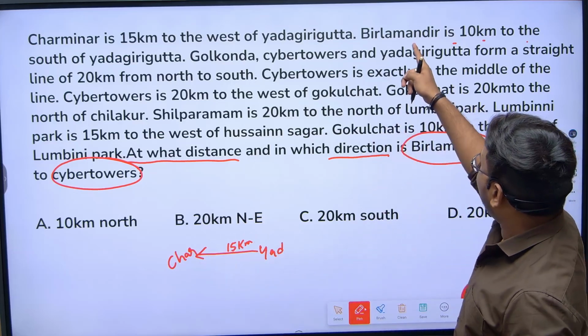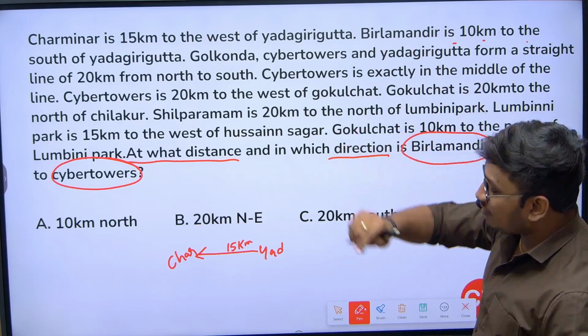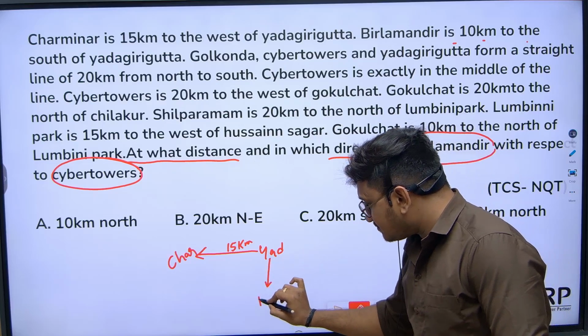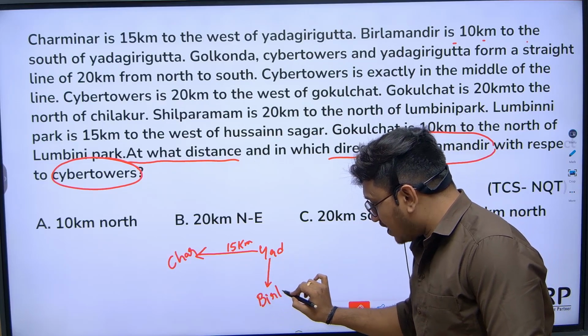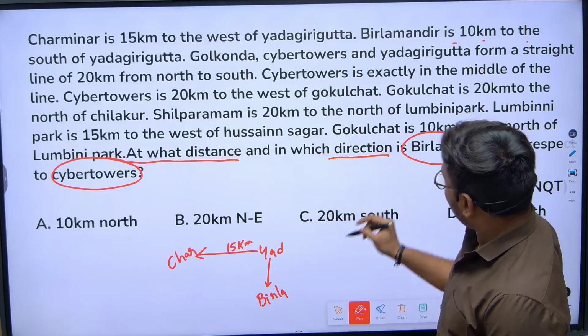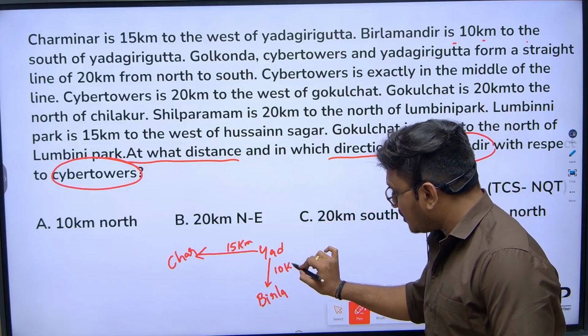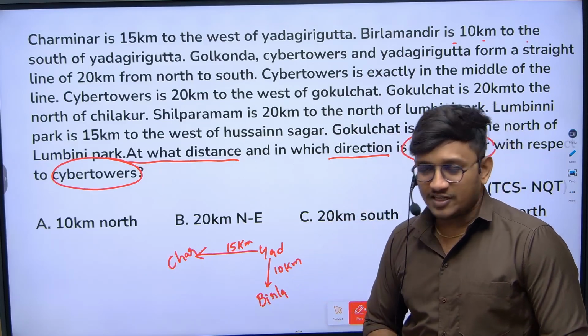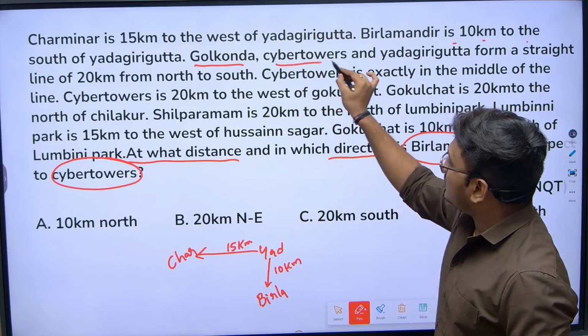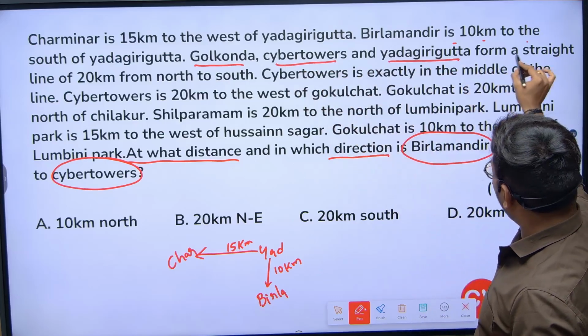Next, Birla Mandir is 10 kilometers to the south of Yadagiri Gutta. Birla Mandir is on the south side of Yadagiri Gutta. This is the south side, right? So, 10 kilometers to the south of Yadagiri Gutta. So, Birla Mandir. Next, Golconda, Cyber Towers, Yadagiri Gutta form a straight line.